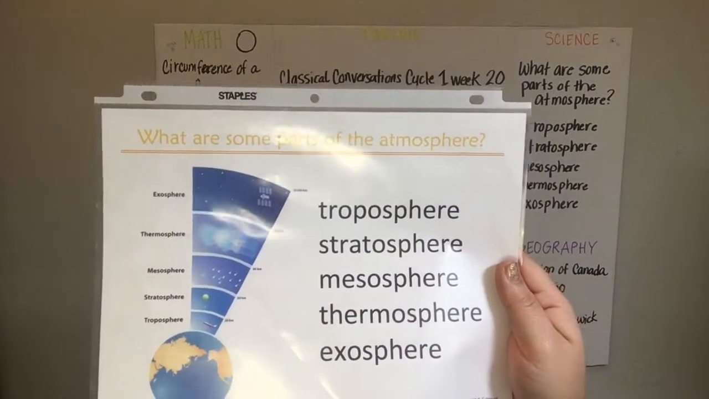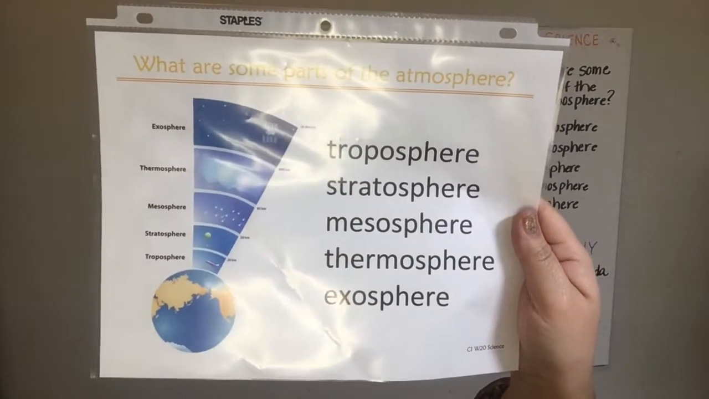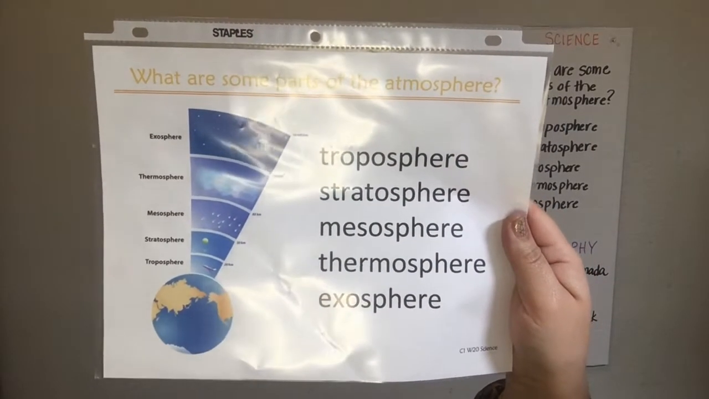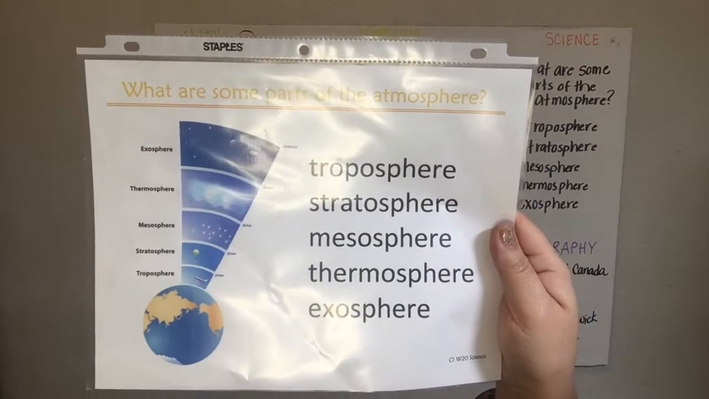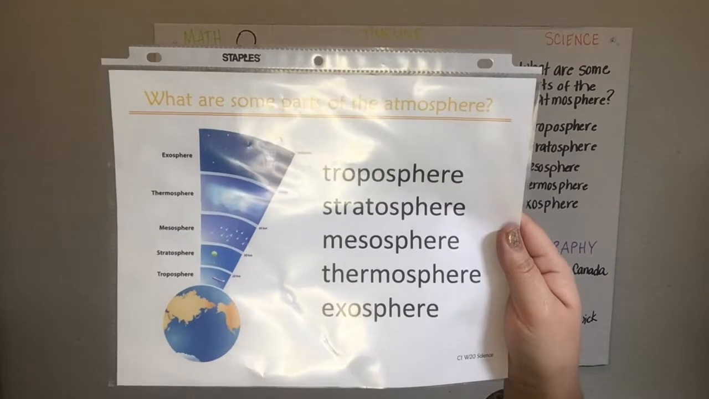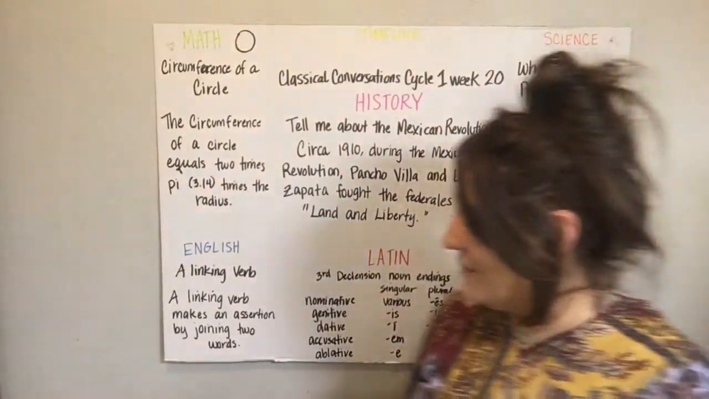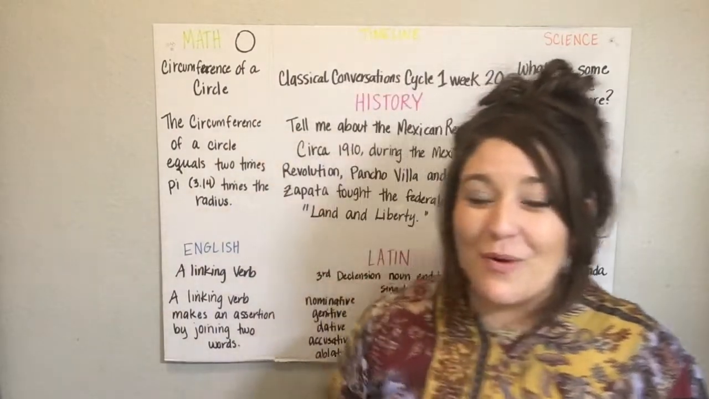Some parts of the atmosphere: troposphere, stratosphere, mesosphere, thermosphere, exosphere. And in science, we learned more about the atmosphere and the geosphere. I'll tell you a little bit more about that in a little bit.